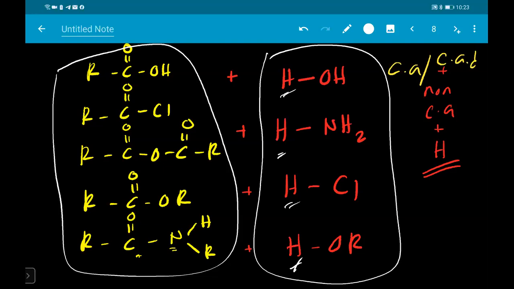Clear tak part ni? Syarat dia, ini syarat dia untuk tindak balas yang berlaku. One is from the carboxylic acid compound. The other one is from other compound which is not carboxylic acid compound but they have H.